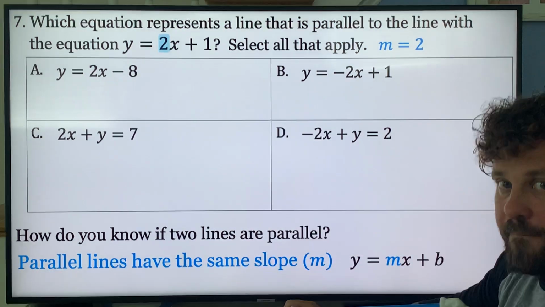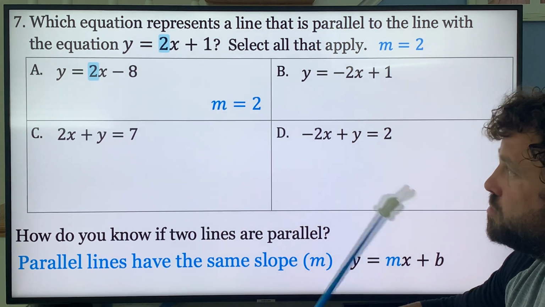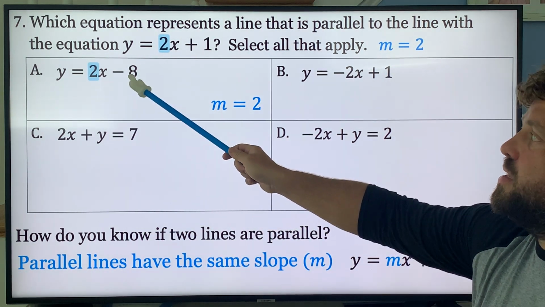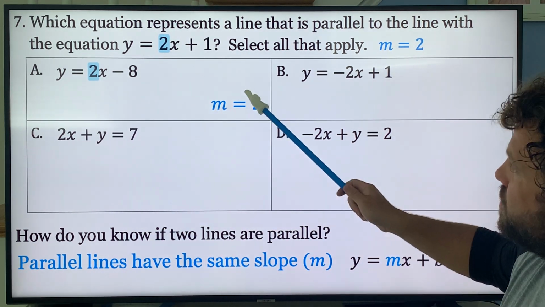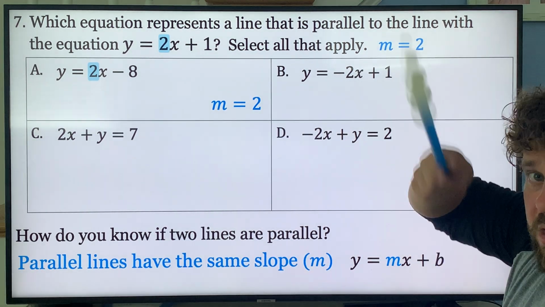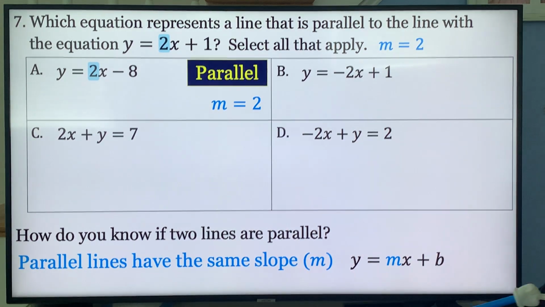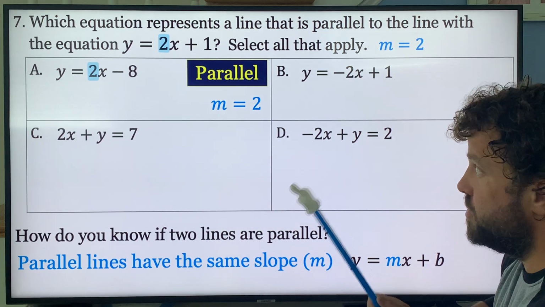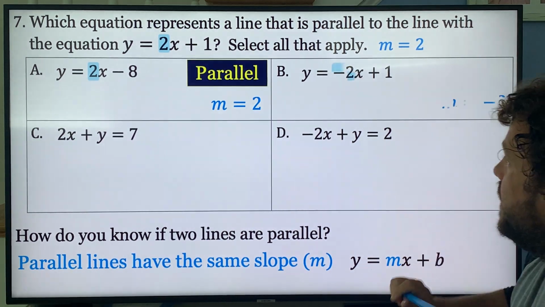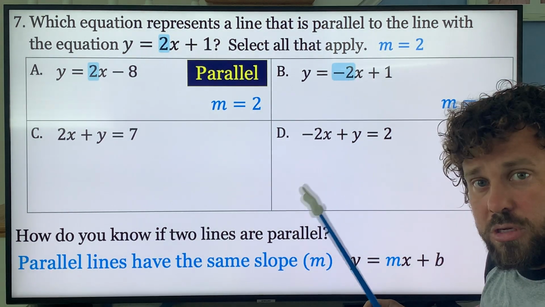What's the slope of A? 2. Why? There's a 2 here. This doesn't matter. These are y-intercepts. So the slopes are the same. That means the lines are parallel. The lines would be perpendicular if you had negative reciprocals, but we don't have them, we're parallel. Right here, the slope is negative 2. Well, that's close to 2, right?